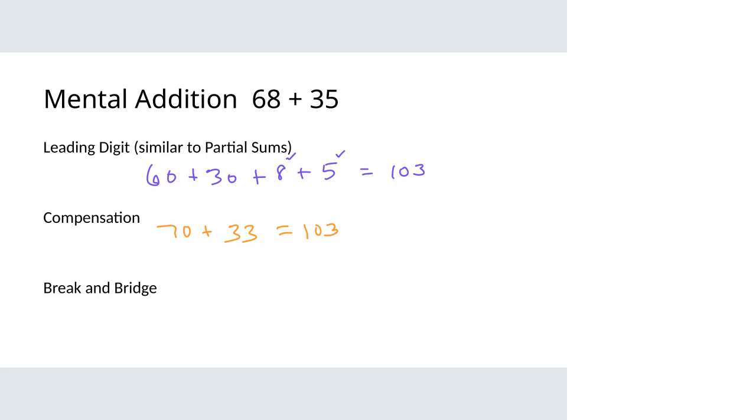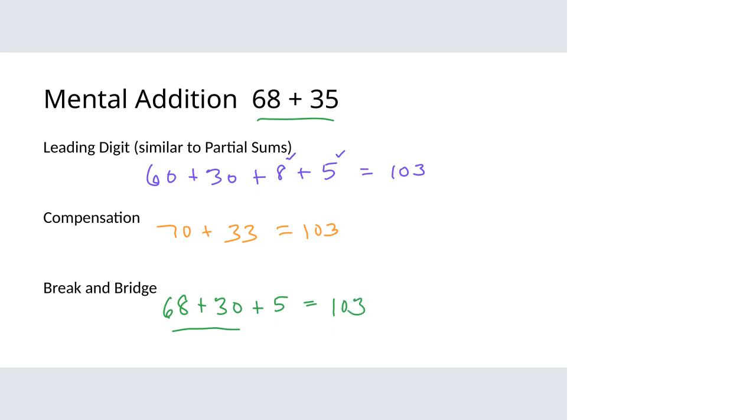And then break and bridge is kind of like leading digit a little bit. It's very much related to leading digit. I actually prefer leading digit, but break and bridge is a strategy that our book mentions. You may see it somewhere along the line in your elementary methods classes. If we have 68 plus 35, I can't do that in my head, but I could do 68 and 30 in my head, and then I'll finish it off by adding the 5. 68 and 30 would be 98, and then 5 more would make 103.